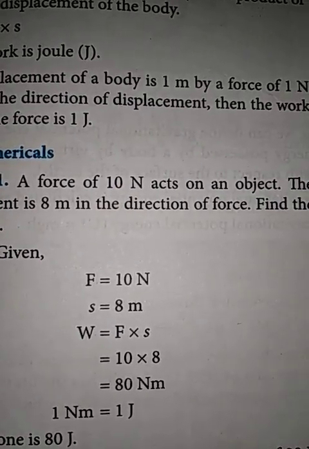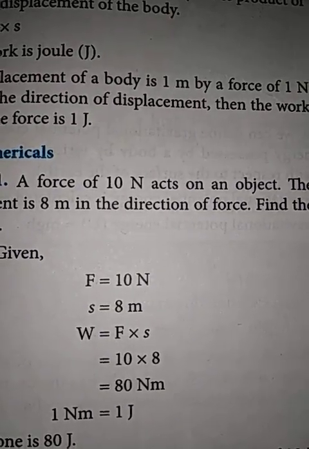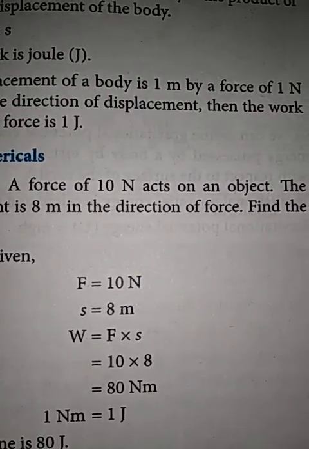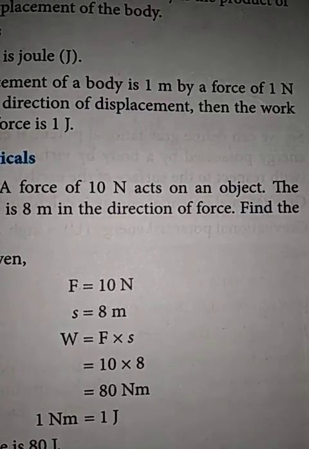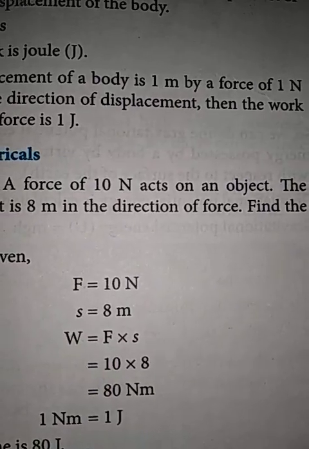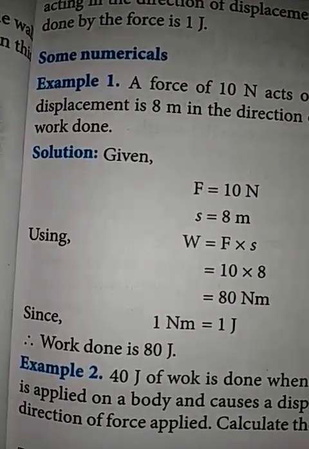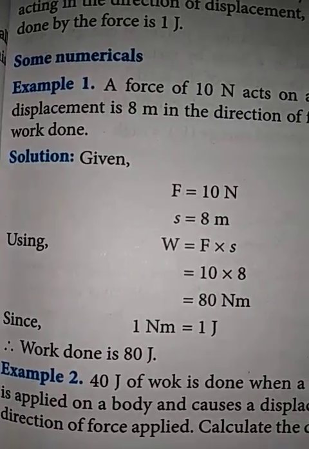So 10 into 8 is 80. You know that the unit of force is Newton and the unit of displacement is meter. So the unit of work is Newton meter. So work is equal to 80 Newton meter, and 1 Newton meter is equal to 1 joule. Therefore, work done is 80 joule.